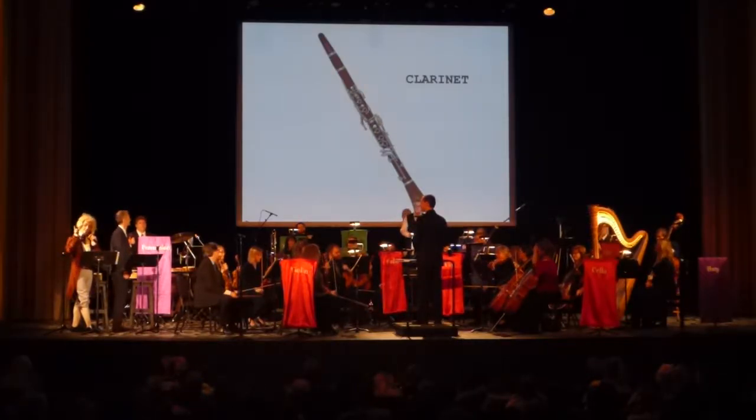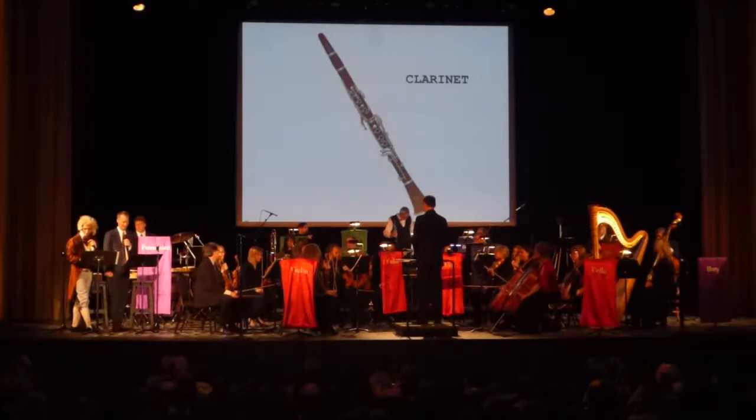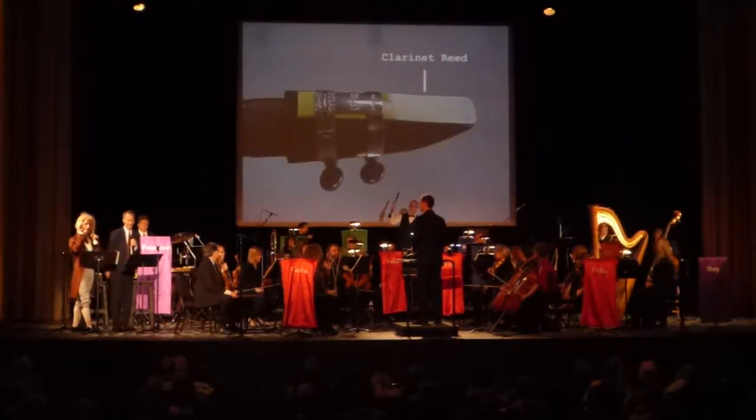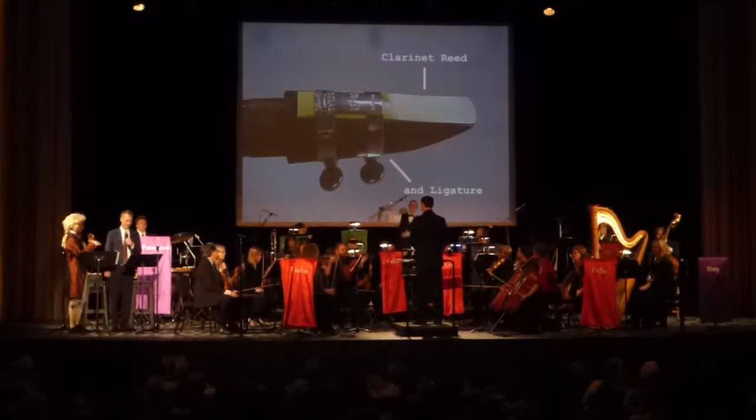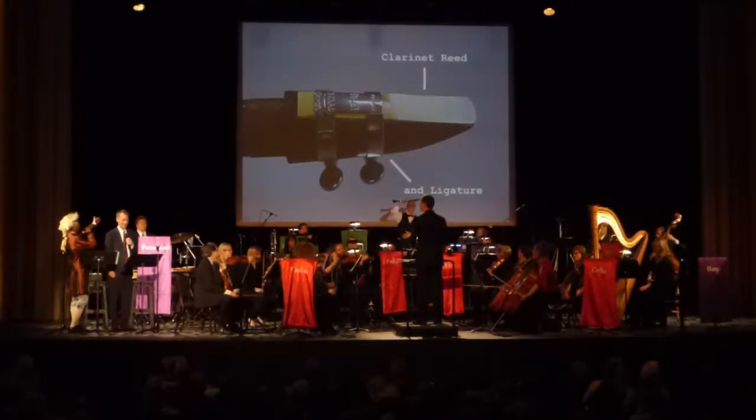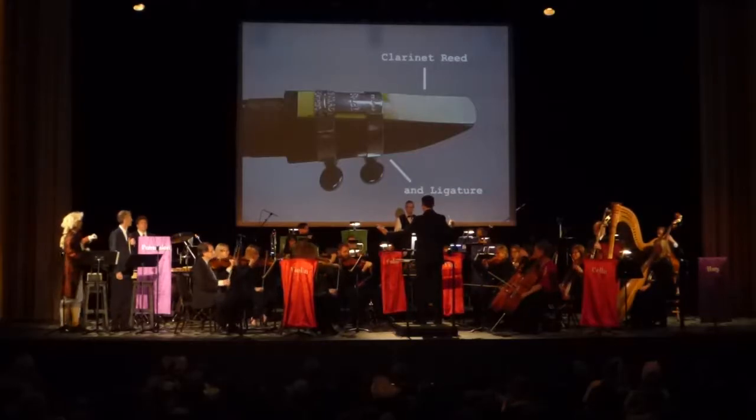The clarinet has a single reed made from bamboo. The reed is held onto the mouthpiece by a metal band, which is called a ligature. When air passes over the reed, it vibrates and produces the enchanting sound of the clarinet.